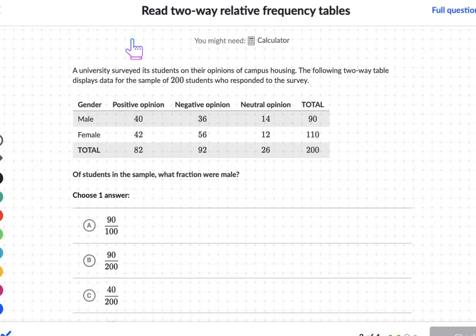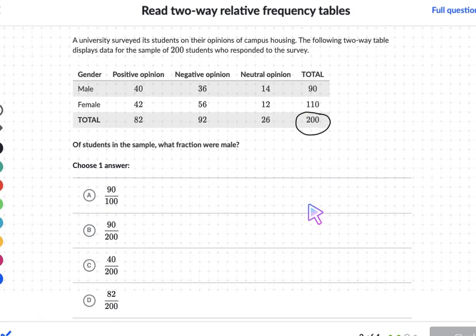All right, so the first type of problem is reading a two-way relative frequency table. That's where they give you the table and you're answering the question. So in this problem, a university surveyed its students on their opinions of campus housing. The following two-way table displays data for the sample of 200 students who responded to the survey. Of the students in the sample, what fraction were male? Go ahead and pause the video. Try this one on your own.